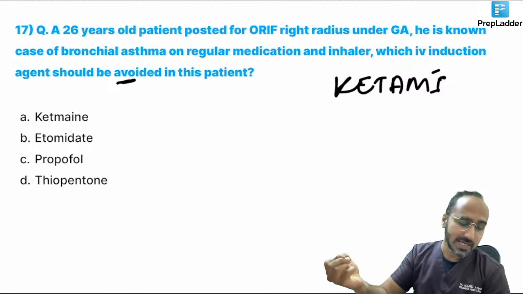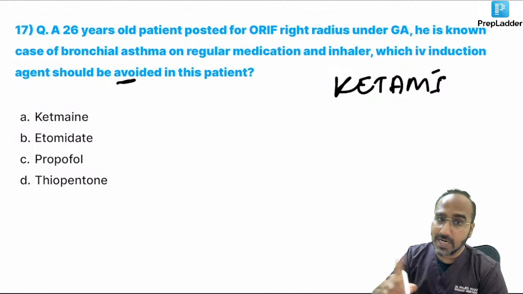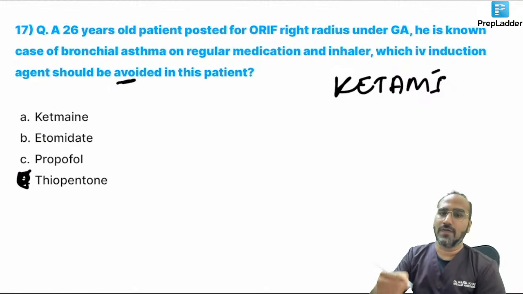Which should be avoided, guys? Come on, which should be avoided? ABCD, what's the answer? Avoided is thiopentone. Why? Because thiopentone releases histamine and can cause bronchoconstriction.